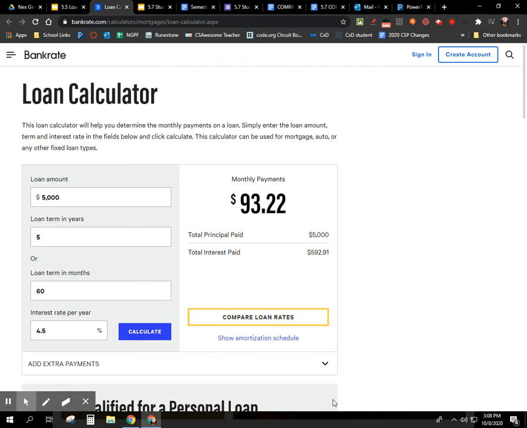Hello, this is an example to be sure that we understand how to use the bank rate calculator. So essentially, the first part of this is pretty easy. How much money are you taking out in a loan? So I've got $15,000. You can either put in the number of years or the months.